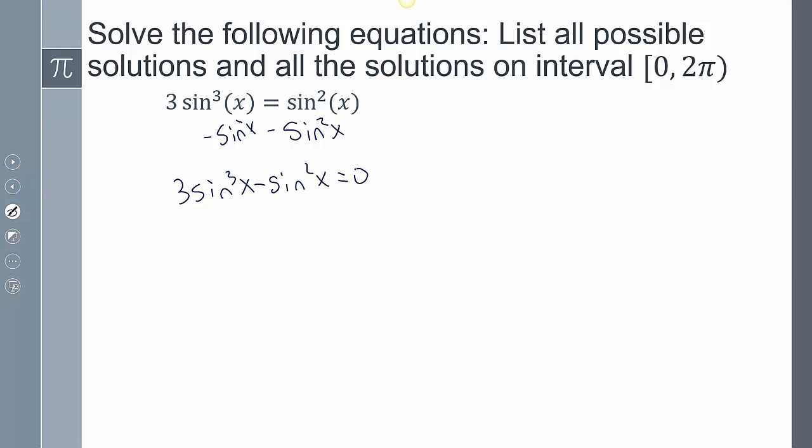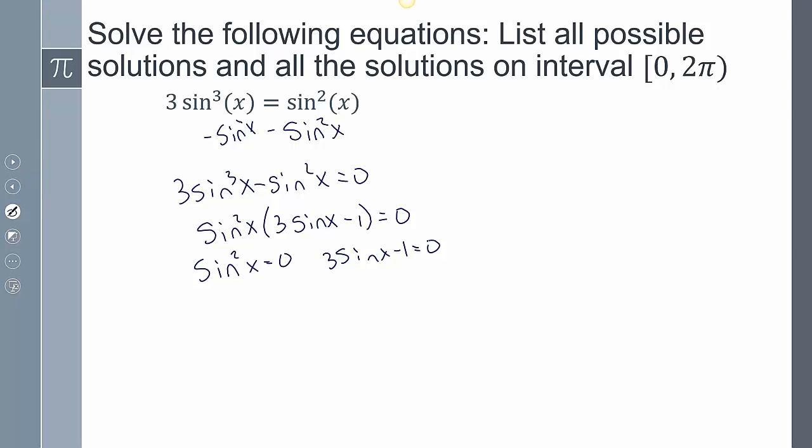This equals 0. Now solving for this, I can factor. So I get sine squared x times 3 sine x minus 1 equals 0. And so now I have sine squared x equals 0, and I have 3 sine of x minus 1 equals 0. Square root both sides here: sine of x equals 0.